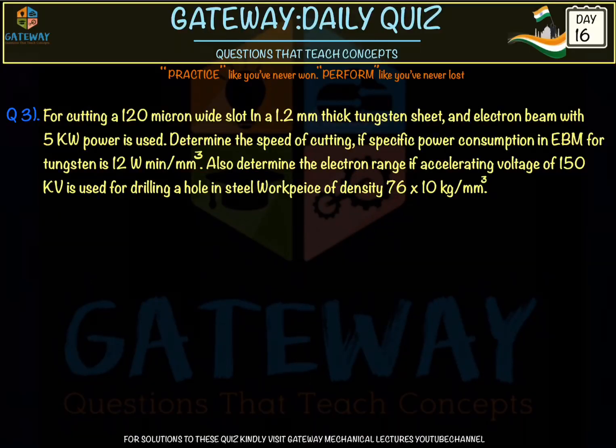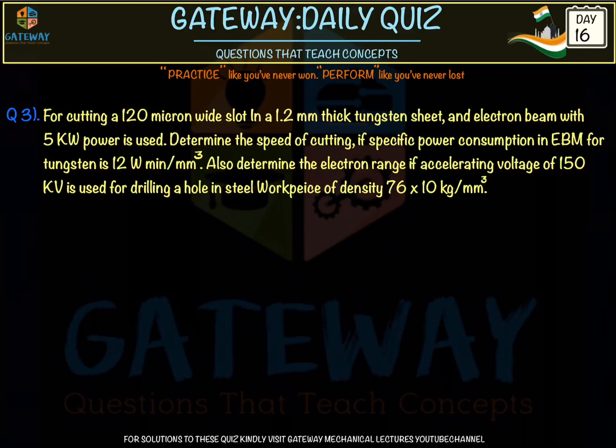And here comes our next question, question number 3. For cutting a 120 micron wide slot, this is electron beam machining. We will also see how electron beam machining functions and a few empirical relations in it. First we will go through the question. For cutting a 120 micron wide slot in a 1.2 mm thick tungsten sheet, an electron beam with 5 kilowatt power is used. Determine the speed of cutting.